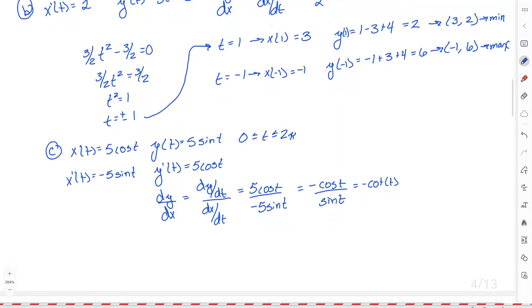We want to know where this is equal to 0. So that's going to be equal to 0 wherever negative cosine of t is equal to 0, or where cosine of t is equal to 0. On the interval from 0 to 2 pi, cosine is 0 at 2 places, and that's pi over 2 and 3 pi over 2. So let's plug in pi over 2 and 3 pi over 2.